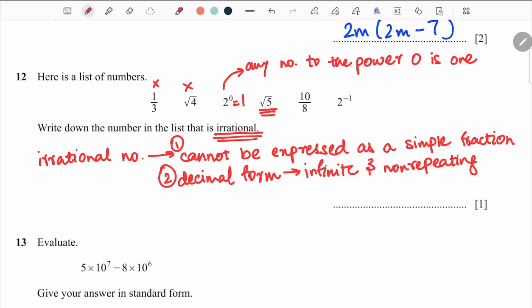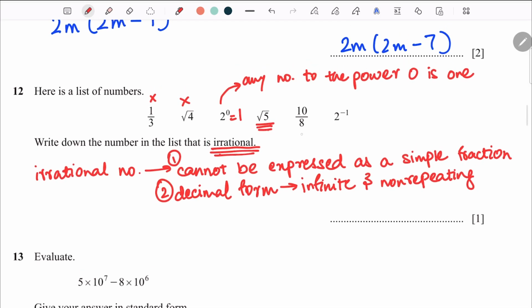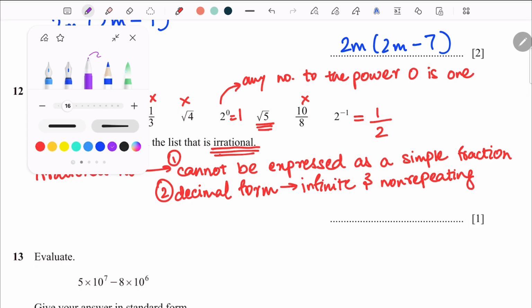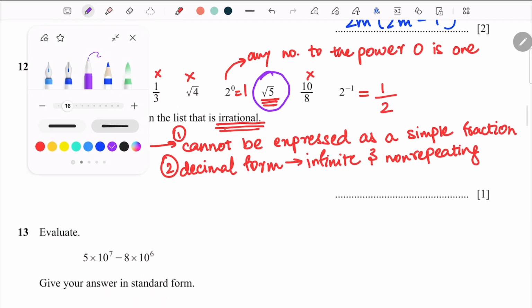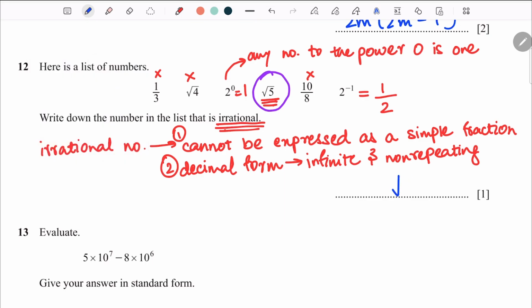To cancel out the remaining numbers, 10 over 8 is once again a simple fraction, and irrational numbers cannot be simple fractions. So we're going to cancel out 10 over 8 as well. And 2 to the power minus 1 is 1 over 2, and 1 over 2 is also a simple fraction, so it cannot be an irrational number. So the only number remaining is under root 5. So our final answer will be under root 5. Under root 5 is an irrational number.